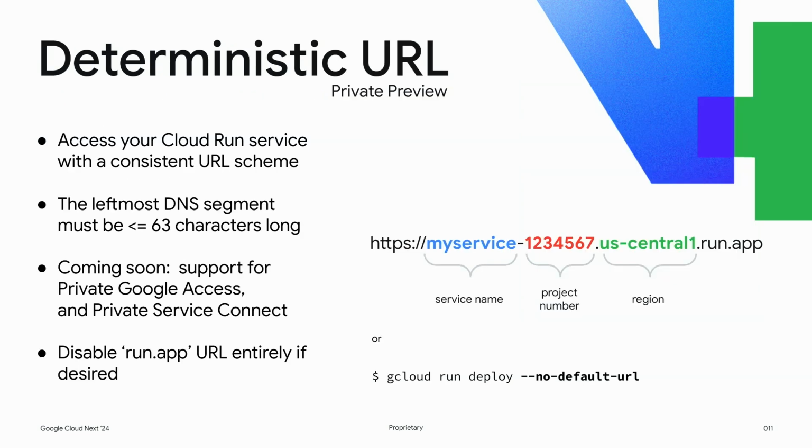Now, many of you know that when you deploy a Cloud Run service, you get a publicly accessible HTTPS endpoint by default at the run.app domain. But that URL is semi-random today. Well, we've heard your feedback, and by popular demand, we're making these URLs deterministic based on your service, your project, and your region. And if you don't want the run.app URL, you can completely disable it with a single flag when you run gcloud run deploy.